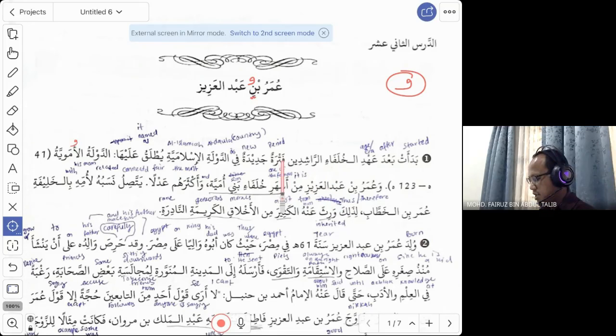So that is why it is very important to know the fi'il, fa'il, maf'ulun bih. Then only you will be able to translate correctly. This new era has started in the Islamic country, ad-dawla al-Islamiyah, after the era of Khulafa ar-Rashidin. Yutlaqu alayha, it is called the Umayyad dynasty, or Umayyad country.